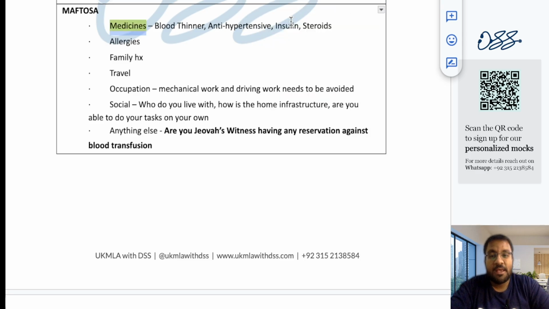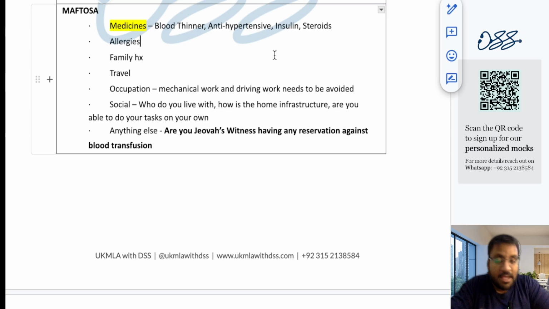If the patient is on blood thinner medication, you have to stop it before the surgery. If the patient is on antihypertensives, they need to be modified. If the patient is on steroids, the dose of the steroid needs to be doubled post-operatively. If the patient is taking insulin, you have to stop that and start the patient on a sliding scale. So there are different guidelines for all of these medications, and you have to be aware of the drugs that the patient is currently on.